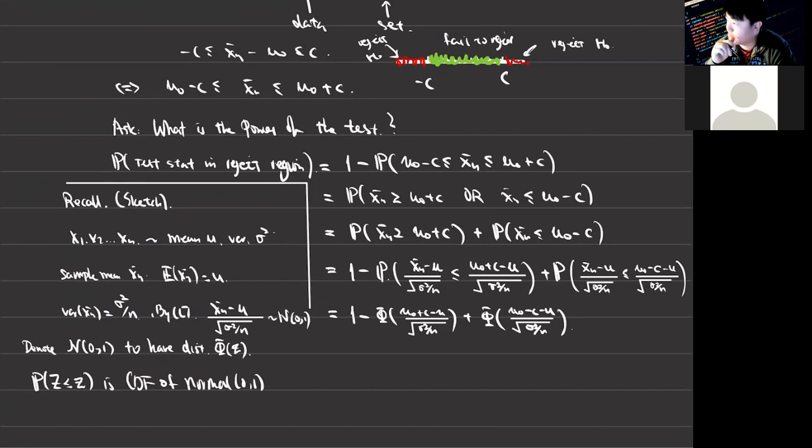Good. So just to recap what we did here. We compared our sample mean with mu naught, and we found a set of events where the distance between xn and mu naught falls within some number c. And then we found the probability of that event happening. Yes, that's correct.